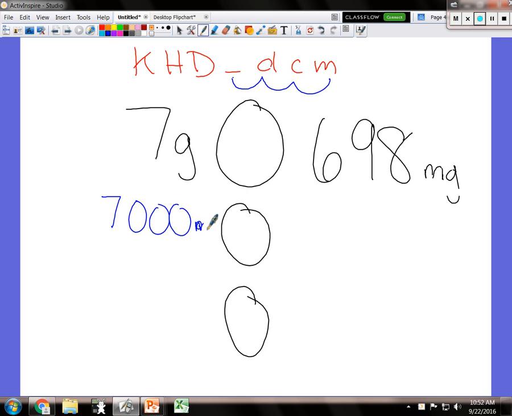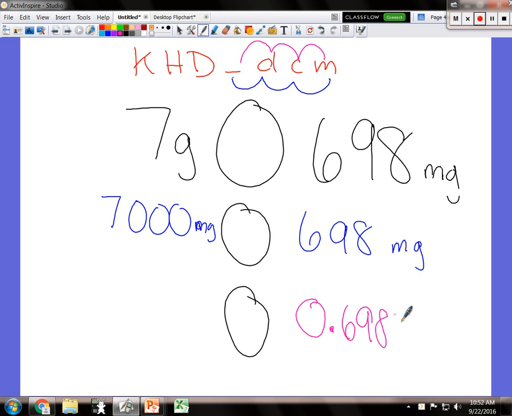7,000 milligrams. Okay, and this is still 698 milligrams. And the other one, if we do it the other way, if I want to go from milligrams to grams, now I need to go 3 places to the left, so that turns into what? 0.698 grams versus 7 grams.